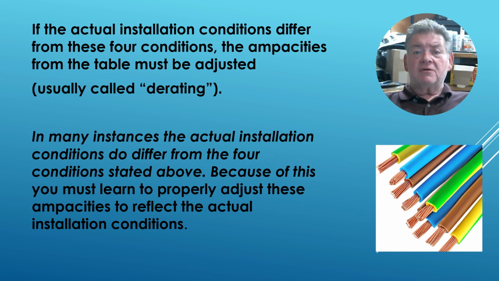If the actual installation conditions differ from the four conditions stated in the table, well, then the ampacities from the table have to be adjusted. We usually call that derating. In many installations, the actual installation conditions do differ from the conditions stated above. Because of this, you must learn to properly adjust the ampacities from the table to reflect the actual installation conditions.